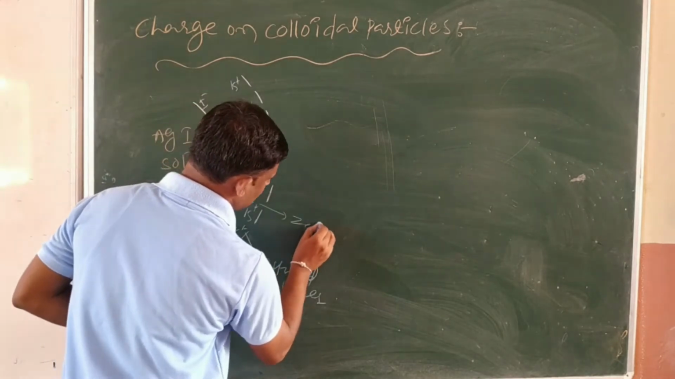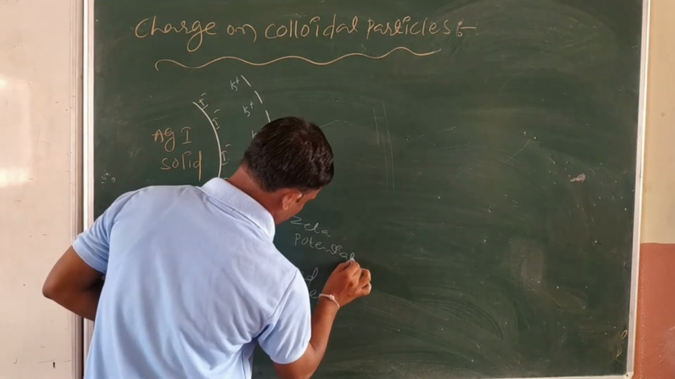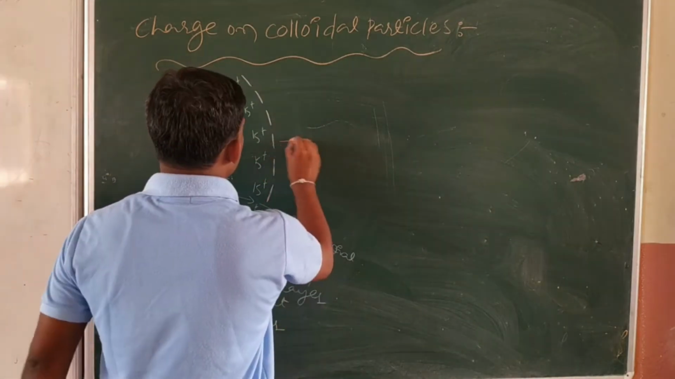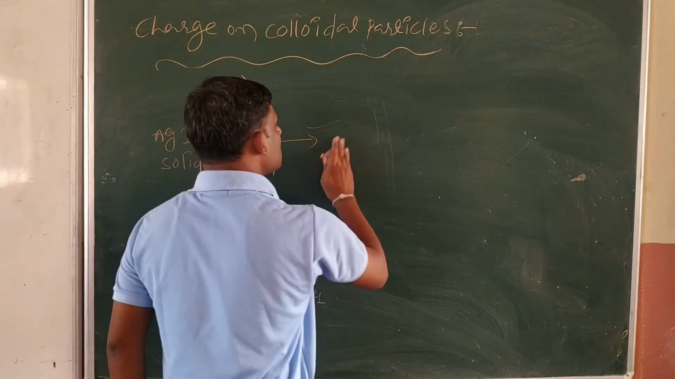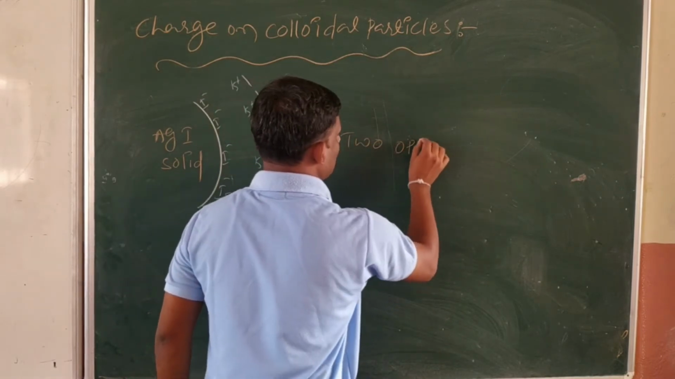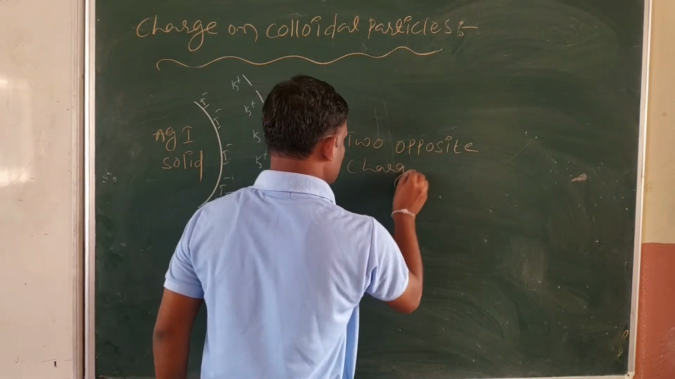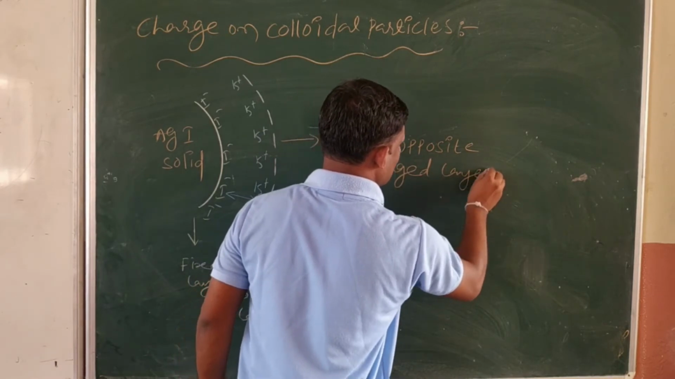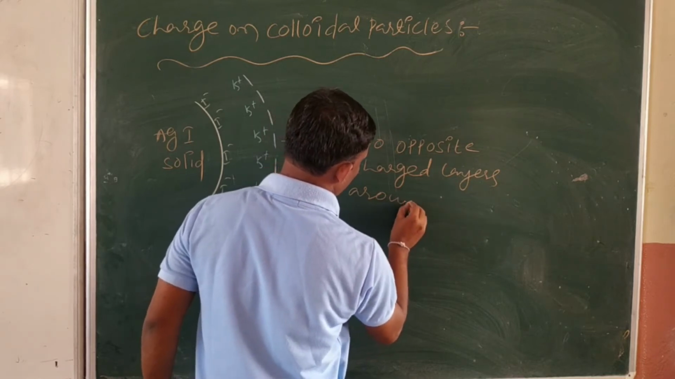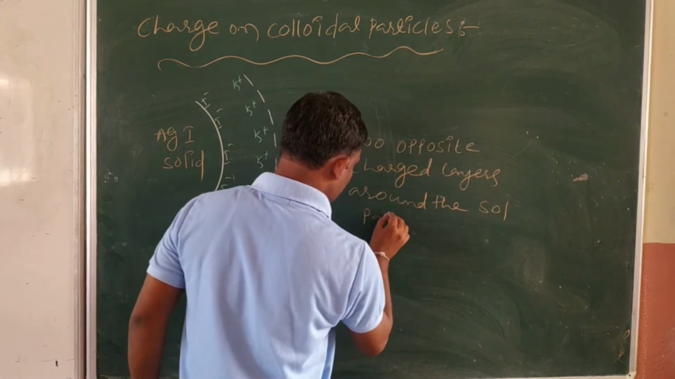Now I will talk about the zeta potential. What is the zeta potential? We'll discuss all those things. These two layers are there. I am writing here: two oppositely charged layers around the sol particles. Here we are observing that only.